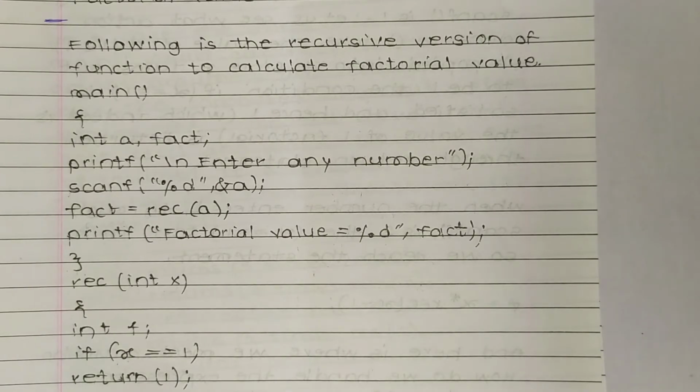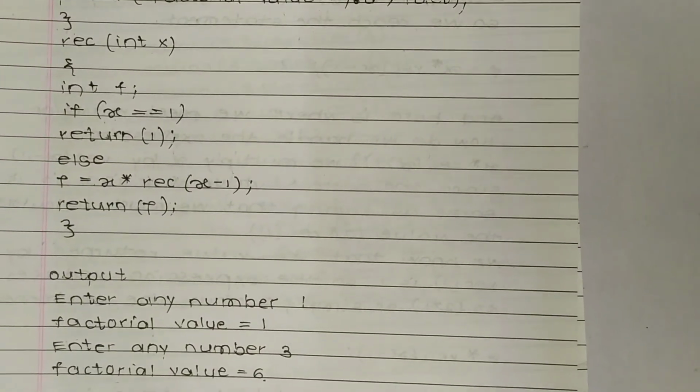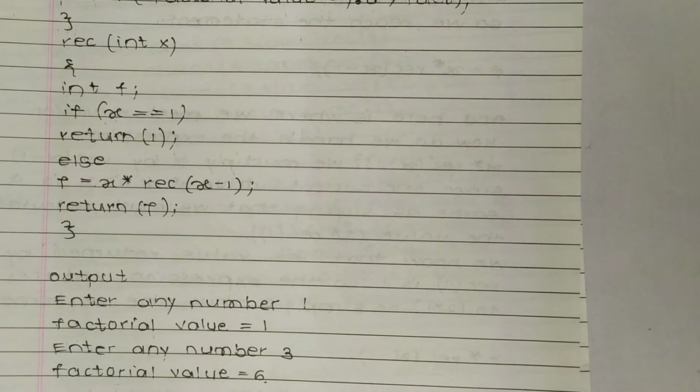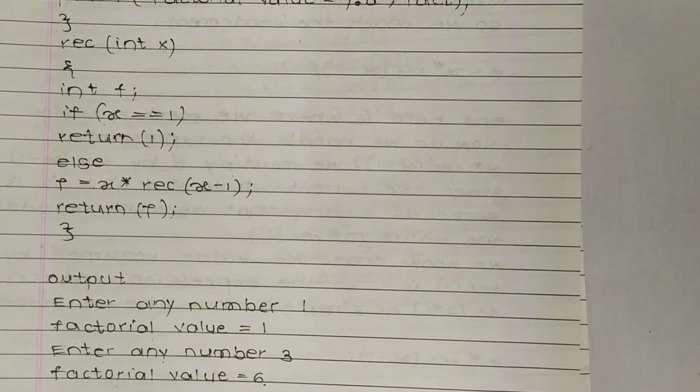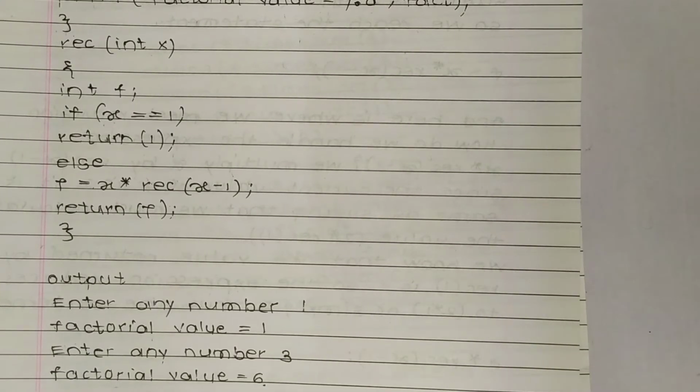Now we will see the rec function. Now rec int x. We can write int a here also, but the compiler will understand it as a different variable. That's why x is written. Here we are performing the task on a, which was stored earlier, but we are writing x here because the compiler is still going to recognize it as a different variable.